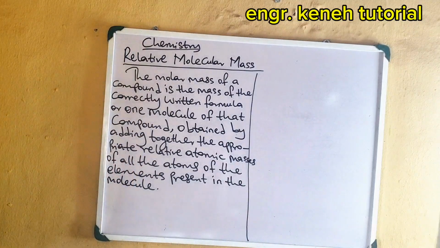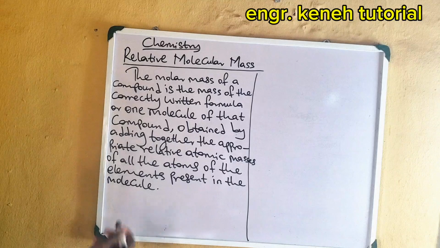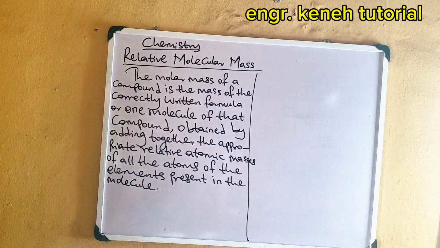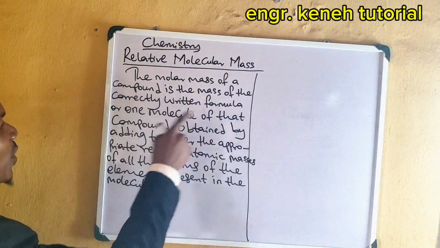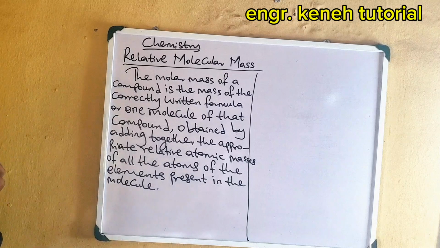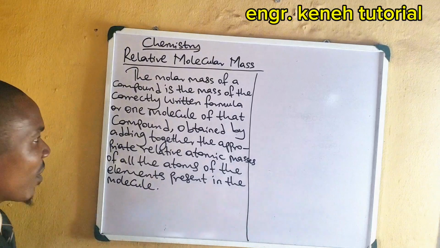All right, you have this. We have relative molecular mass. You can call it molar mass, relative molecular mass. The molar mass of a compound is the mass of the correctly written formula or one molecule of that compound. It means that the compound that you are finding is relative molecular mass or molar mass.